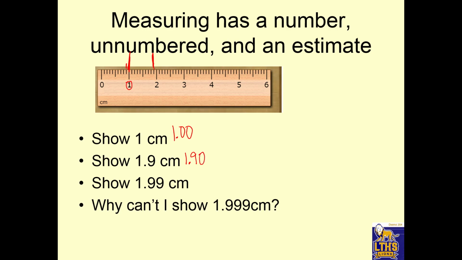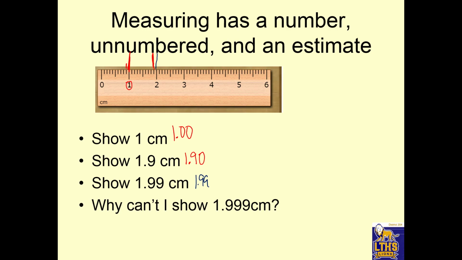Okay. Show 1.99. Let's see if I made my pen a little smaller. I can't. So I'll change color at least. 1.99 is not right on the 2. It's going to be just a smidgen behind. 1.99. You see how you can tell that's 1.99 and not the others?